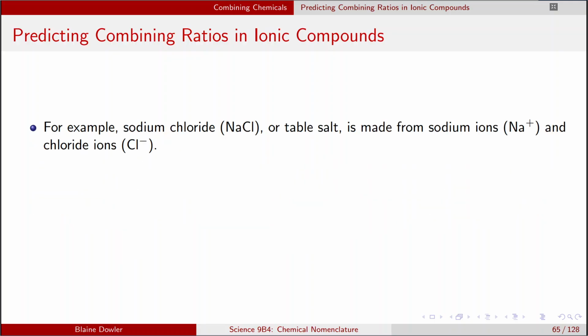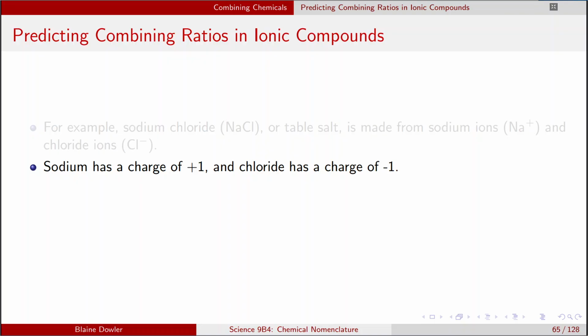For example, sodium chloride or table salt is made from sodium ions, Na+, and chloride ions, Cl-. The superscript plus on the sodium, that Na+, tells us there is one positive charge. It has given up one electron, where we count the charges just as the number of electrons or protons, because they have equal but opposite charges. Chloride ions are Cl- because they prefer to gain one extra electron. They now have one more electron than proton, so their balance is 1 to the negative.